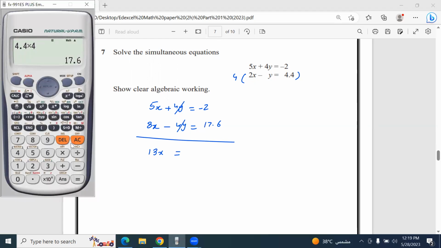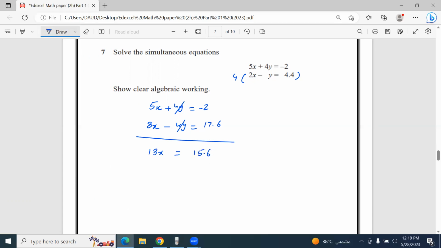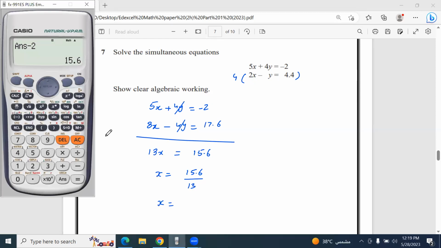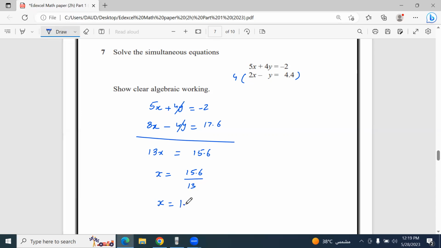So it's better we check. 17.6 minus 2 gives me 15.6. And next step, x is equal to 15.6 over 13. 15.6 divided by 13 is equal to 6 over 5 or 1.2. So x is 1.2 or 6 over 5.